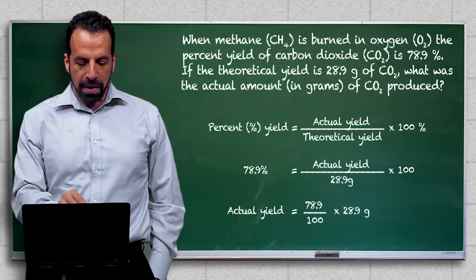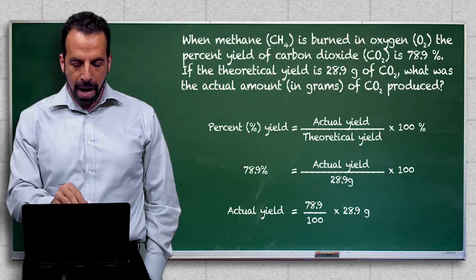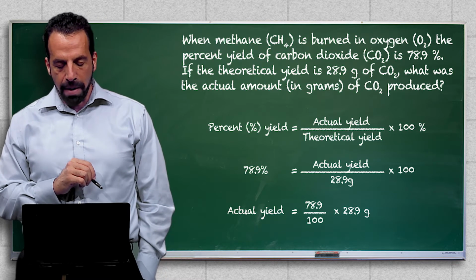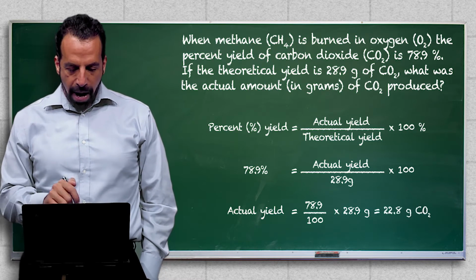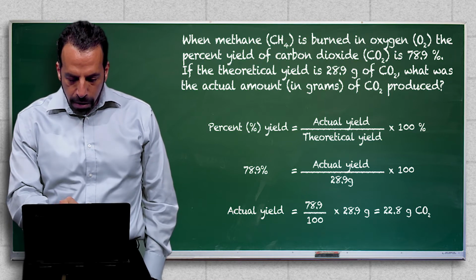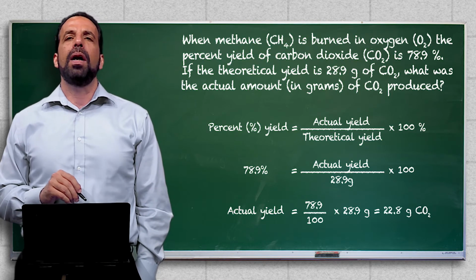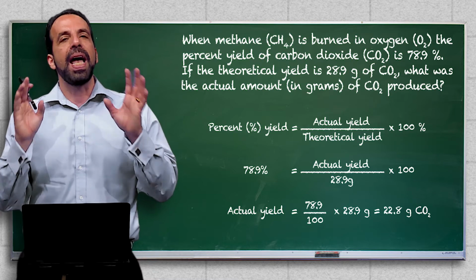Actual yield is just going to be 78.9 divided by 100 times 28.9 grams. And we actually end up with 22.8 grams of carbon dioxide gas. So that's my actual yield.